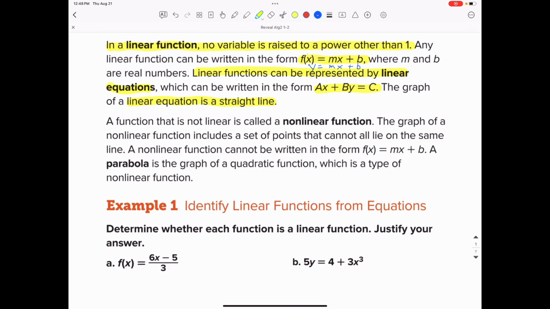The opposite of a linear function would be called a nonlinear function. So a function that's not linear is called a nonlinear function. That simply means that the points on the graph do not lie in a straight line. It also means that it cannot be written in the form f of x or y equals mx plus b.